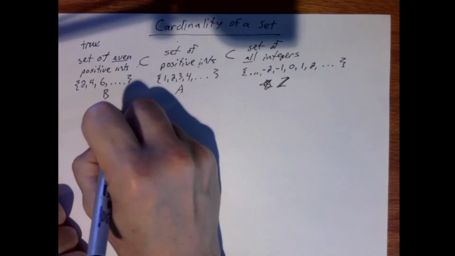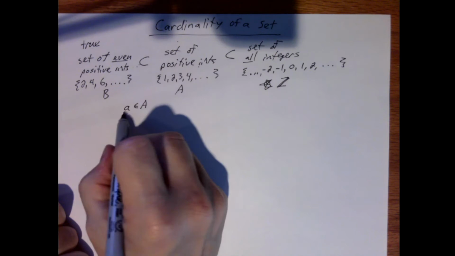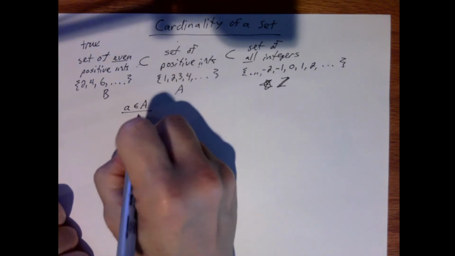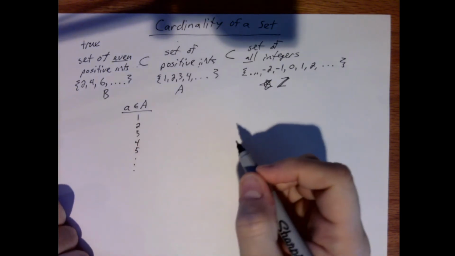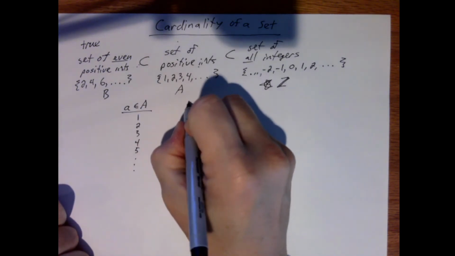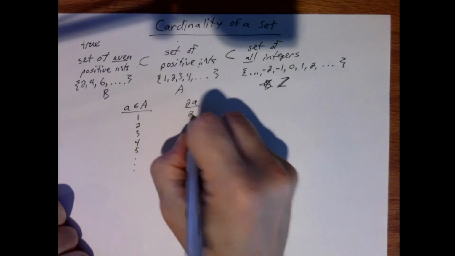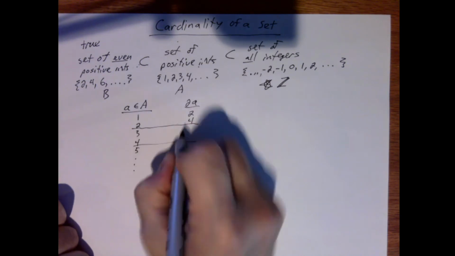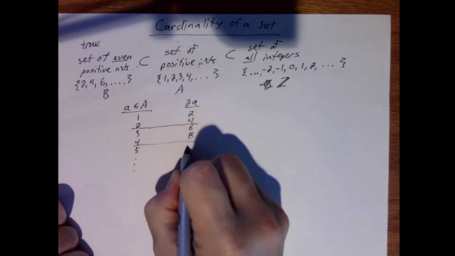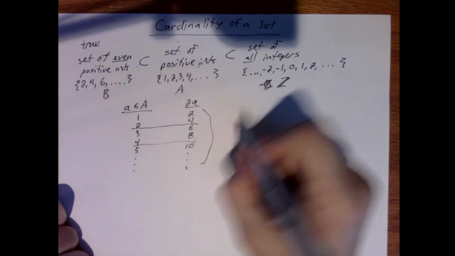So if I were to have that a was an element of set A, right? So we'd have 1, 2, 3, 4, 5, dot, dot, dot. What if I were to write down 2a? Well, 2a would be 2, 4, 6, 8, 10, dot, dot, dot. Well, this right here is set B.